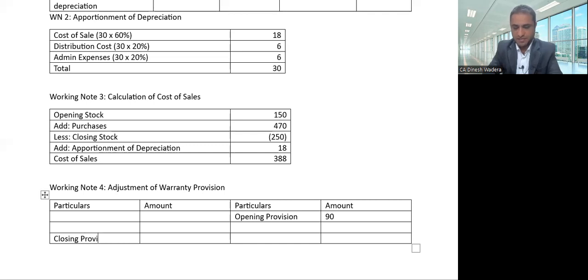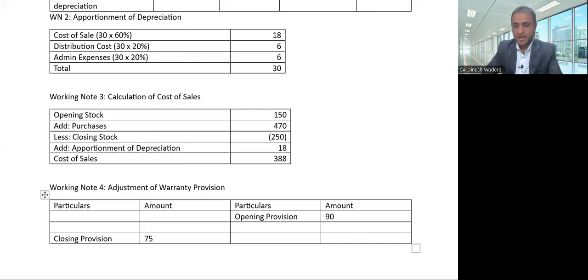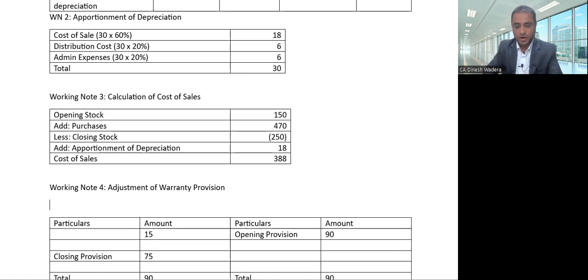Provision always will have a credit balance, okay? So we learn this kind of adjustment in the basics. When we started basics, we had a long session on basics, right? So to balance this account, of course, the higher side will be the balance side, 90, 90. To make it balance, you will have to make an adjustment of 15. Now, what did you do in the warranty provision account?